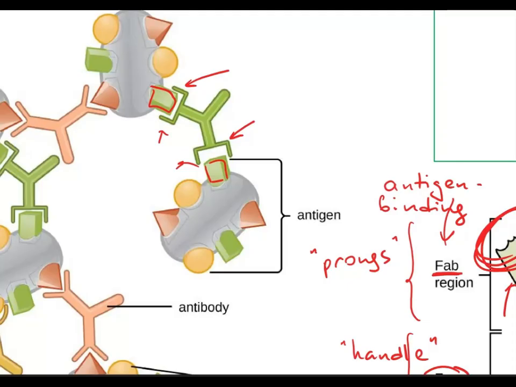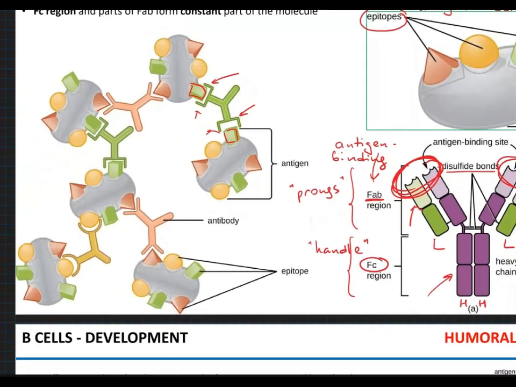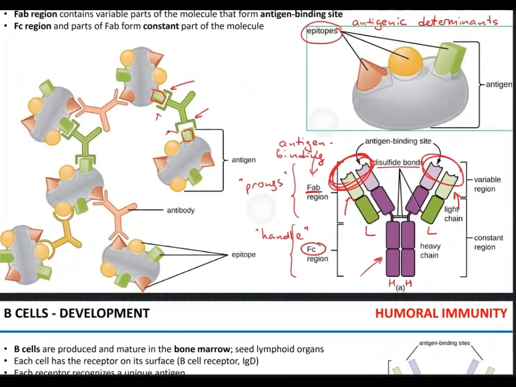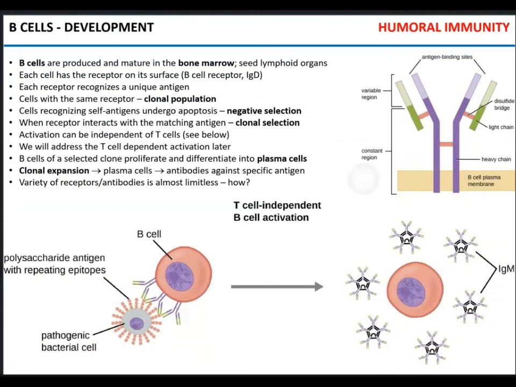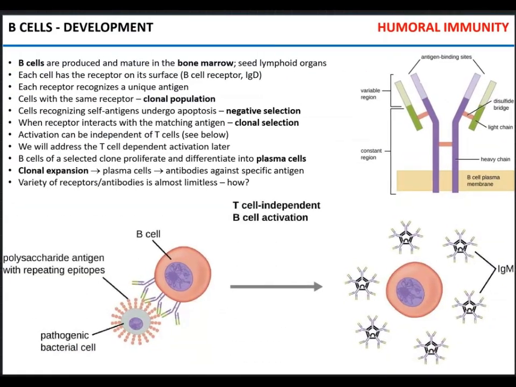Now, can you synthesize sort of a tricky recombinant antibody that would have two different antigen binding sites? You can, but we're talking about what happens not in the lab, but in the body. So now we're going to talk about B cells. Let's start with B cell development.